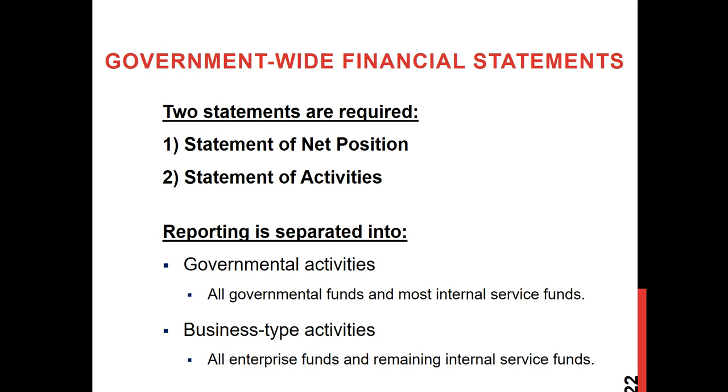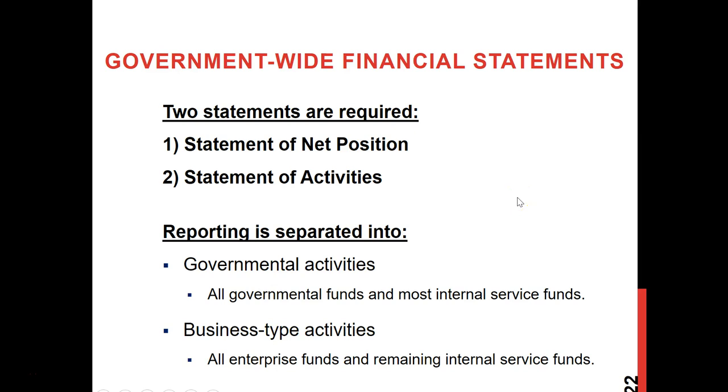And we will learn that under these government-wide financial statements, they need to prepare two statements. One is the statement of net position, and another is the statement of activities. So the statement of net position is just like a balance sheet where they will show their assets and liabilities, and the statement of activities is just like an income statement where they will show all of their revenues and expenses. But when a governmental entity prepares this government-wide financial statement, they will actually categorize all of their activities into two classes. One is the governmental activities and another is the business type of activities.